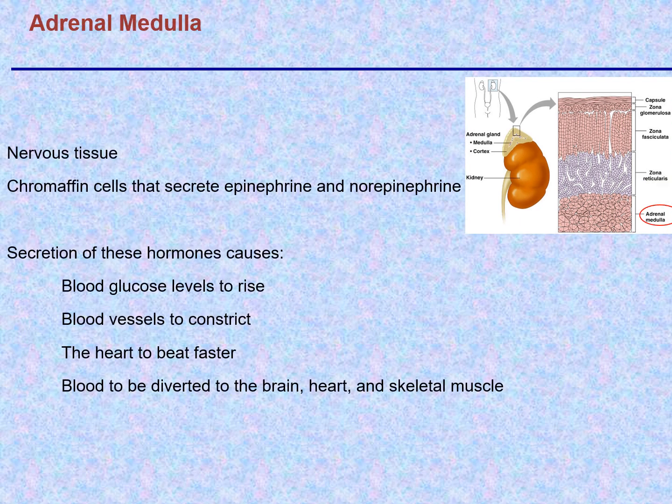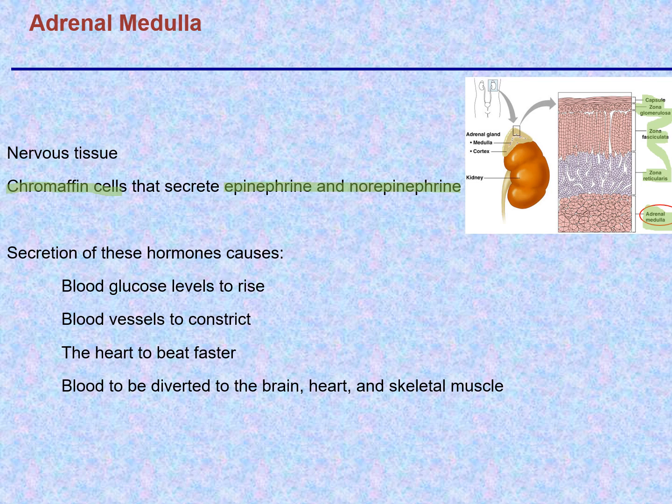Okay, so that was the three layers of the cortex producing mineralocorticoids, glucocorticoids, and gonadocorticoids. In the inner portion of the adrenal gland, in the adrenal medulla, you have nervous tissue, and there are cells in there called chromaffin cells that will secrete epinephrine and norepinephrine, also called adrenaline and noradrenaline.